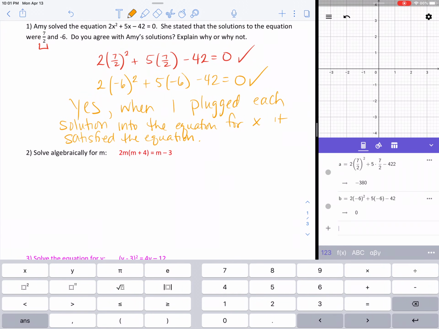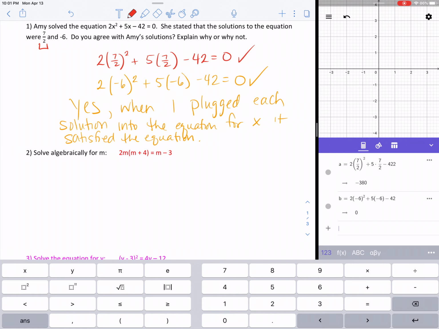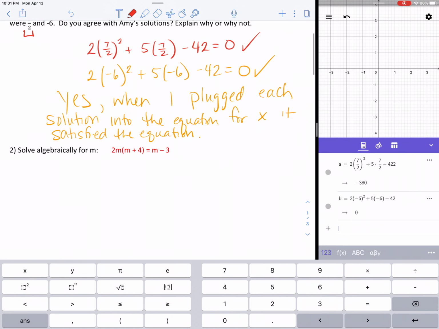Number 2. What makes this one different? What haven't we seen? The parentheses. So we still need to get this equation set equal to 0 before we could solve. However, you wouldn't see that yet because there's nothing squared, you wouldn't immediately identify it as a quadratic until we get rid of those parentheses by distributing. 2m times m is 2m squared. 2m times 4 is plus 8m equals m minus 3.